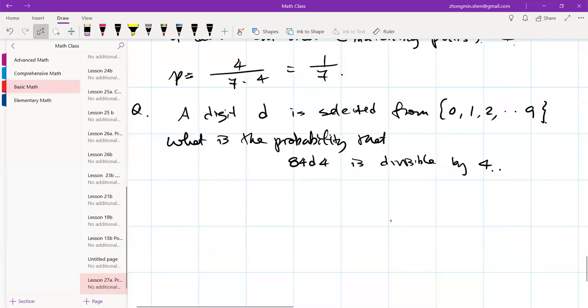All of them divisible by 4? No, all of them, this is a four-digit integer, such that the four... Isn't it the last number divisible by 4? Not necessarily. 24 is divisible by 4, yes or no? 4 times 6, yes. 34 is not divisible by 4. So 8,434 is not divisible by 4.